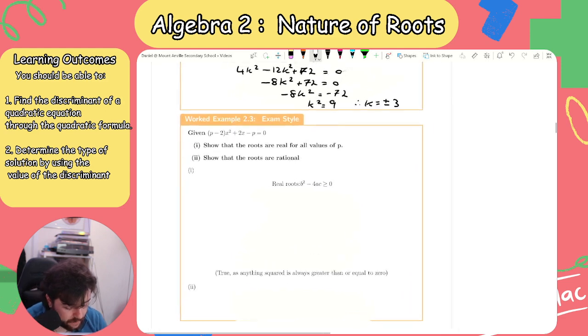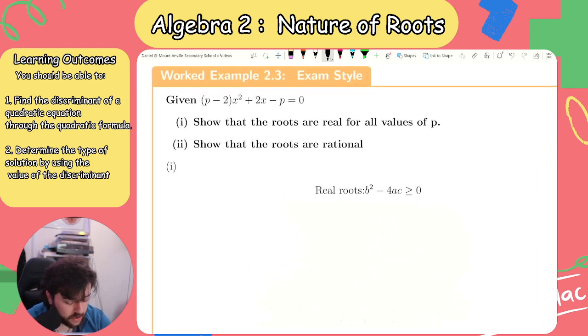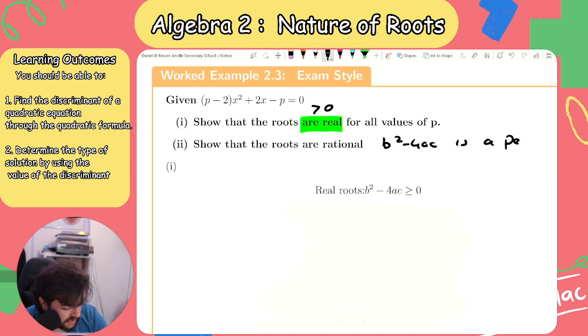Given p minus 2 x squared plus 2x minus p equals 0, show that the roots are real for all values of p. So we have real roots, so b squared minus 4ac is greater than or equal to 0. And then part 2 is asking us to show that the roots are rational. So roots are rational if b squared minus 4ac is a perfect square. So let's test and see if we can get my left-hand side to be greater than 0.